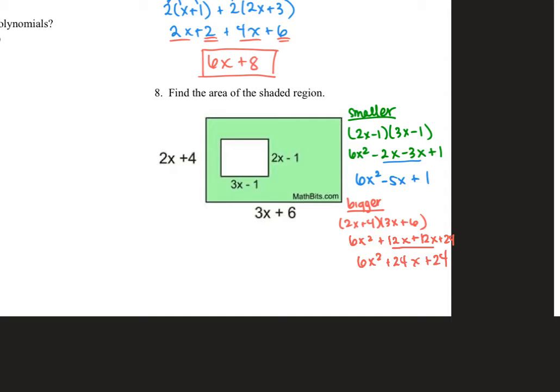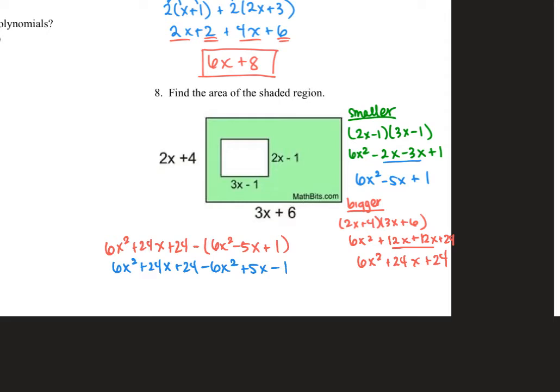So now in order to find the area of the shaded region, we're going to subtract bigger minus a smaller. So 6x squared plus 24x plus 24 minus the smaller one, so 6x squared minus 5x plus 1. So first we distribute that negative. So the first parenthesis stays the same: 6x squared plus 24x plus 24 minus 6x squared plus 5x minus 1.